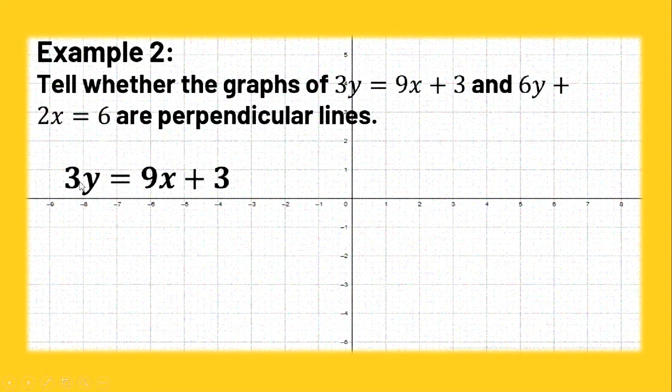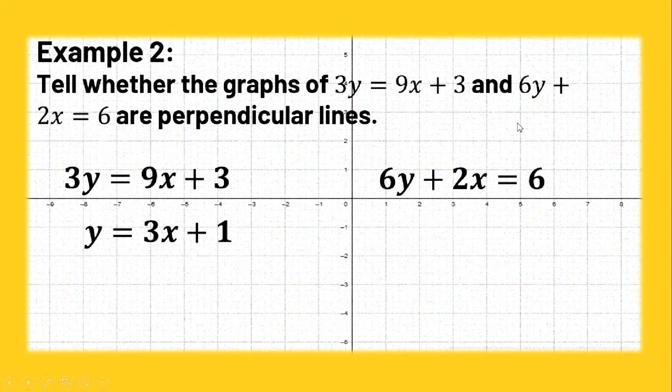Okay, to eliminate the numerical coefficient of y, divide both sides by 3. So, we have 3y divided by 3 is y, 9x divided by 3 is 3x, and 3 divided by 3 is 1. So, slope-intercept form of the first equation, y equals 3x plus 1. Next, we have 6y plus 2x equals 6. So, express lang ulit natin siya sa slope-intercept form. We will be having 6y equals negative 2x plus 6.